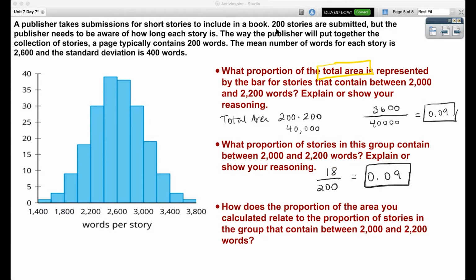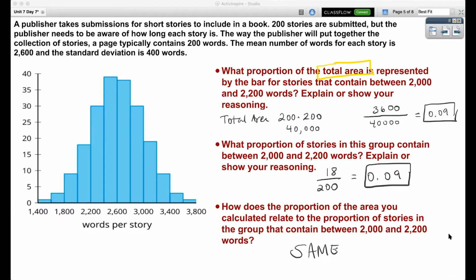So how does the proportion of the area that we calculated relate to the proportion of stories? It's actually the same. And if we think about why that's the same value, where did the area come from? The area came from essentially 18 times 200 over 200 times 200. And that's the same thing as 18 over 200. So that's why it makes sense that these are the same.